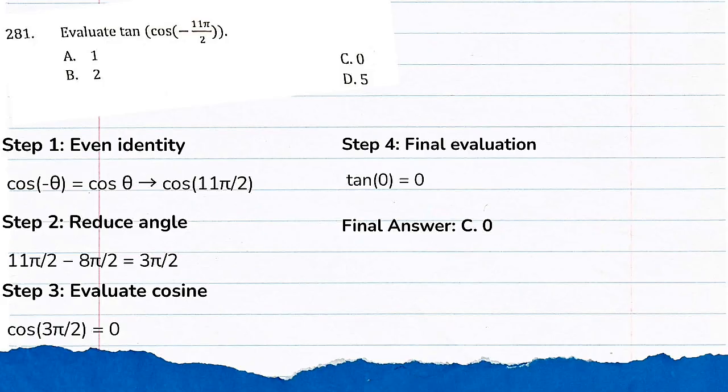Next, is that within one rotation? No. Subtract multiples of 2 pi, and we get 3 pi over 2. Now, what is cosine 3 pi over 2? That equals 0. Now, substitute into tangent. So, tangent 0. What is tangent 0? That equals 0 as well. Therefore, the final answer is 0.